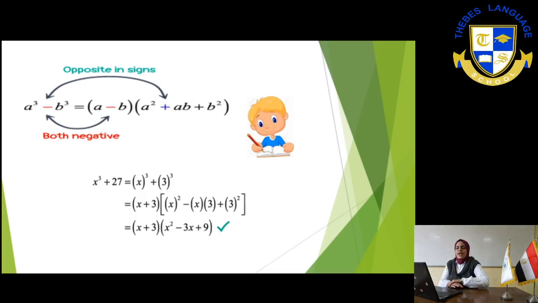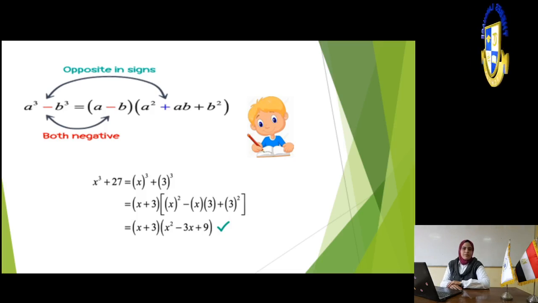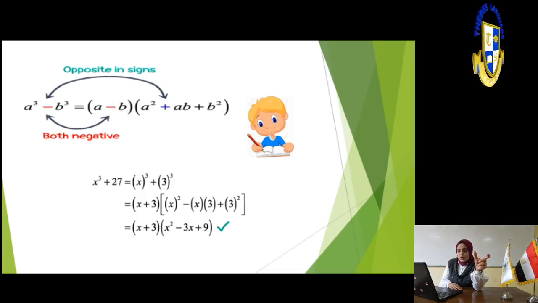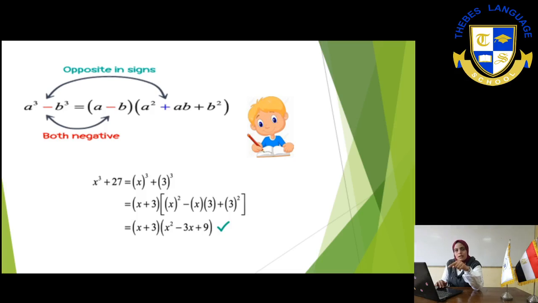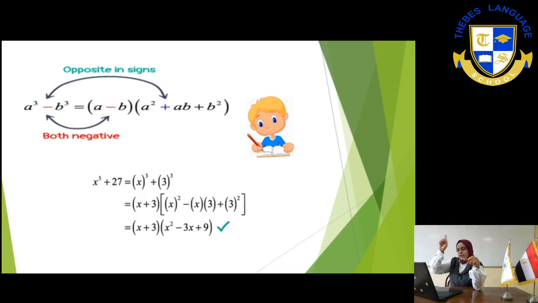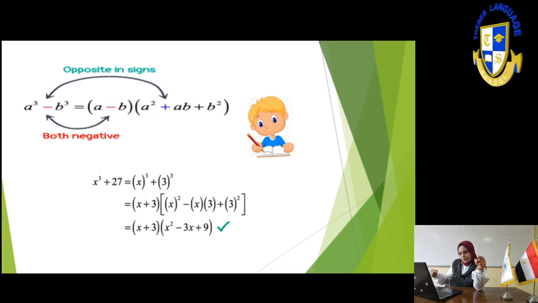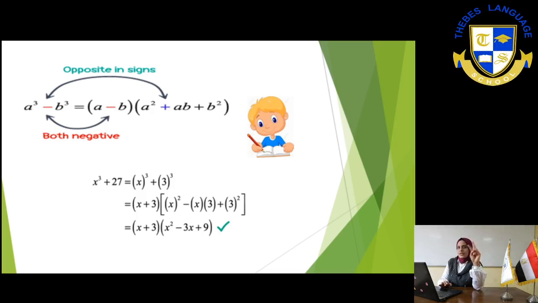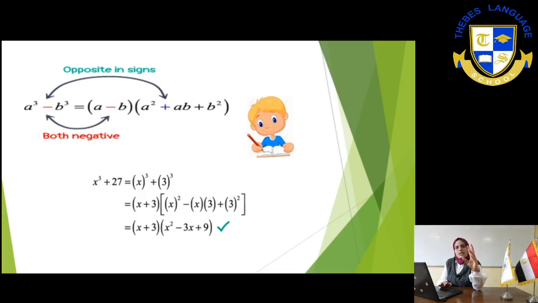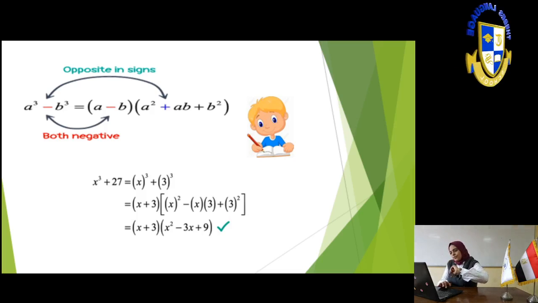For example, if we have x to the power 3 plus 27, the factorization will be the cubic root of x power 3, it will be x. Cubic root of 27, it will be 3. Let's form the second bracket. By taking the power 2 of x, it will be x power 2. By taking power 2 of 3, it will be 9, as we see in the steps. So multiply the first and the second term in the first bracket, it will be 3x. Then change the sign.